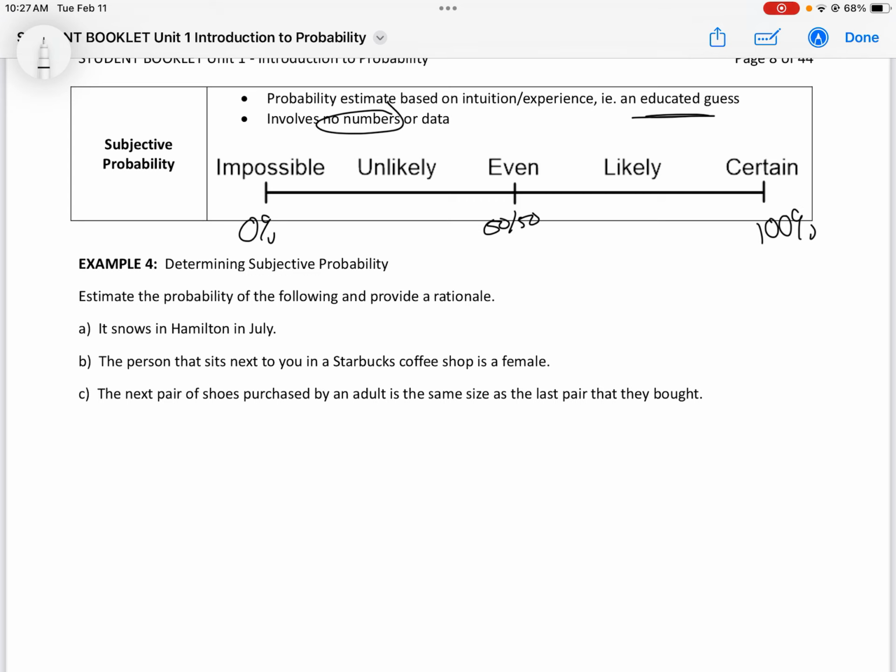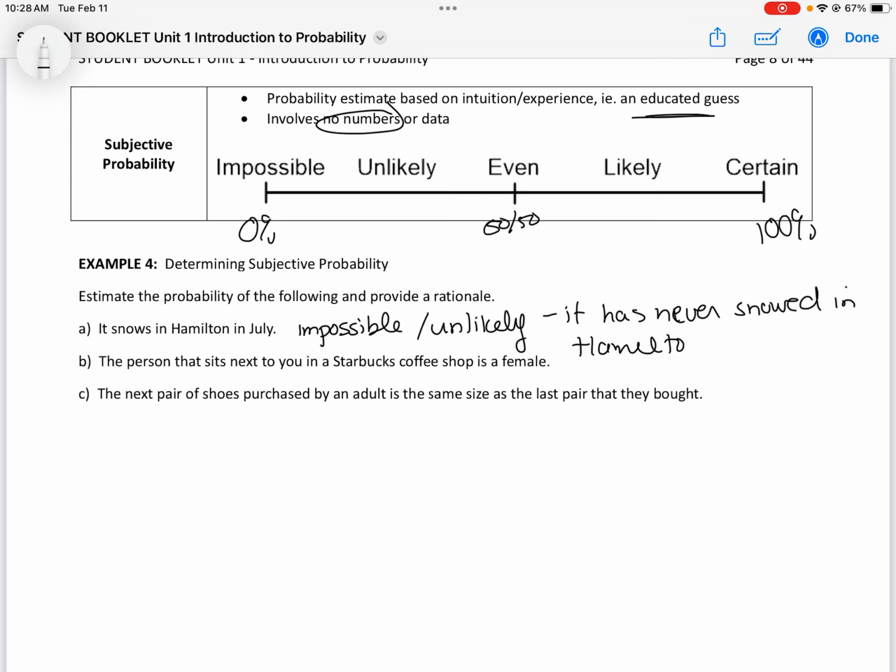So what's the probability that it snows in Hamilton in July? I'm going to say unlikely. I'm almost going to say impossible. You could do both. Neither is wrong as long as your rationale supports it. So I've never had it snow in Hamilton in July. It has never snowed in Hamilton in July in my life.